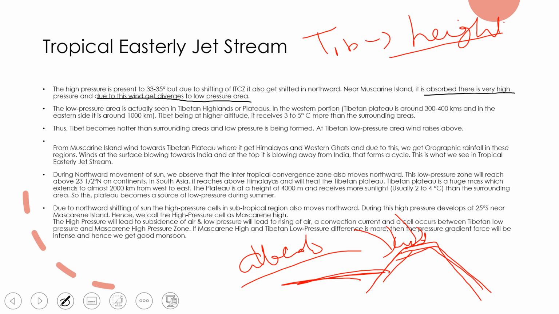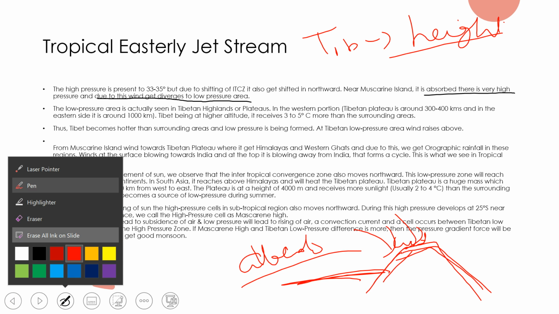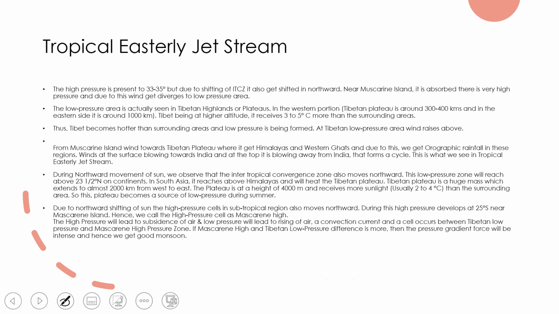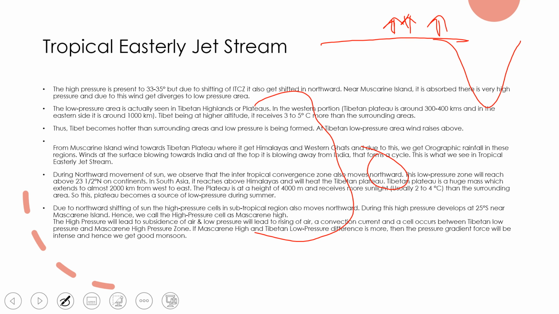Okay, see, actually what happens, let us suppose this is your Tibetan plateau and this is your Mascarene island. Air will rise above. Now air will rise and deflect in all directions when it touches the troposphere, so one section will come and fall in the Mascarene island too. This is the phenomenon of the wind to blow.